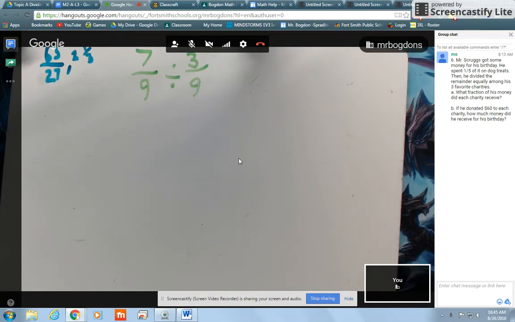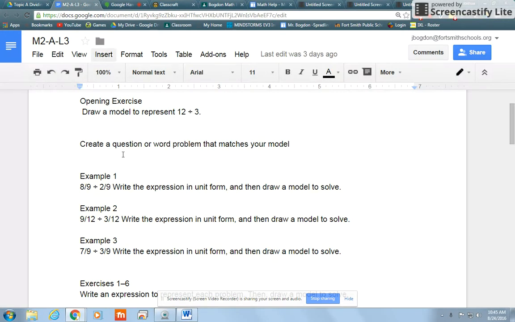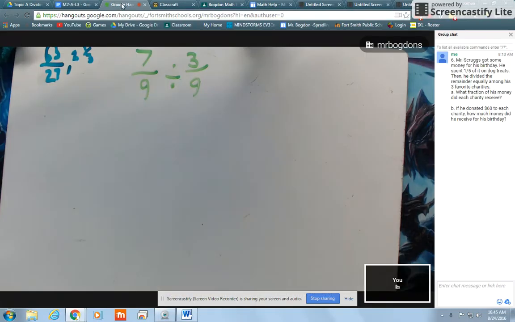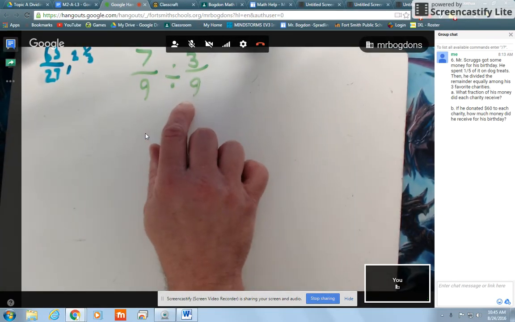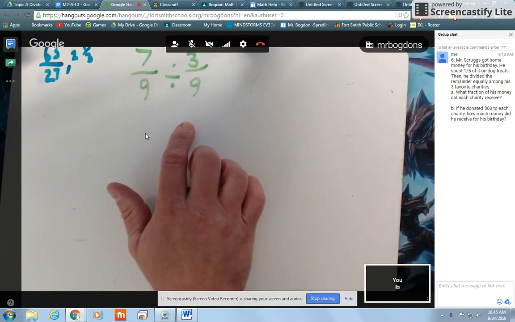So before we get into this, remember that the instructions asked us to write the expression in unit form and draw a model to solve. So we've written it out. Now we need to do what? We need to draw the model.